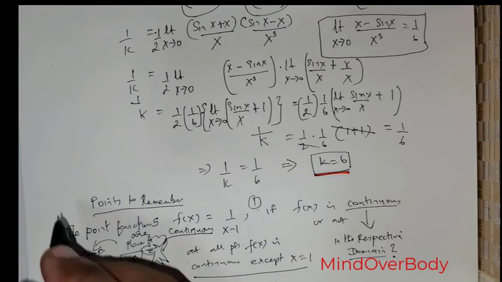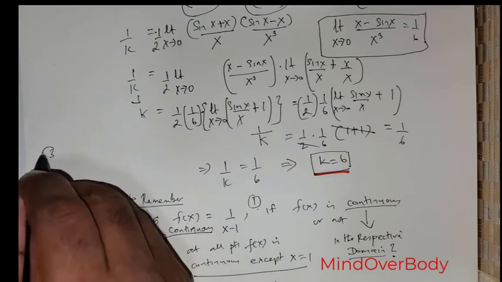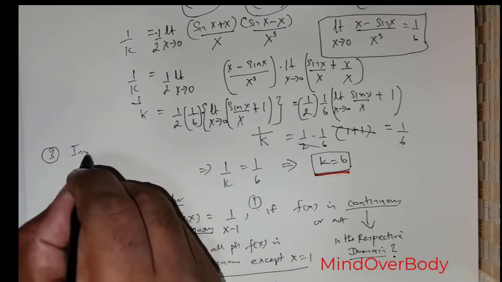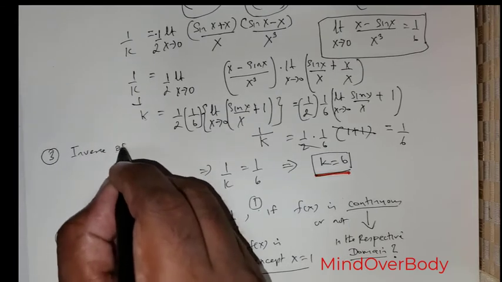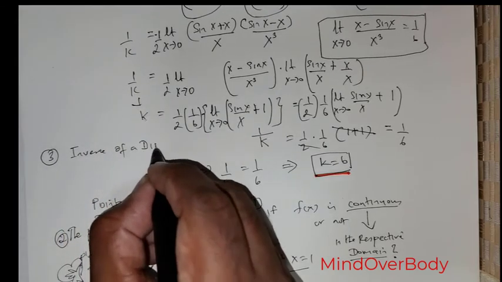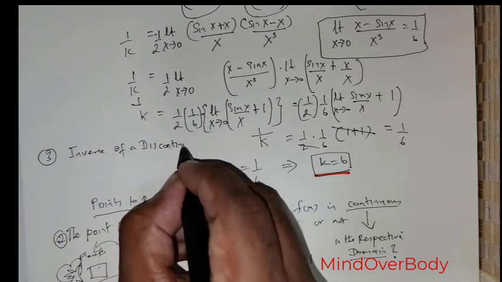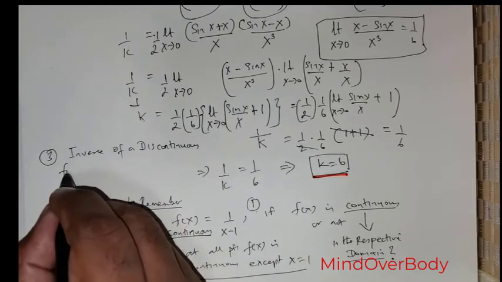The final third point is this, point number 3. Inverse of a discontinuous function.